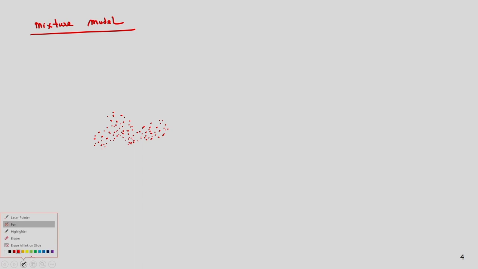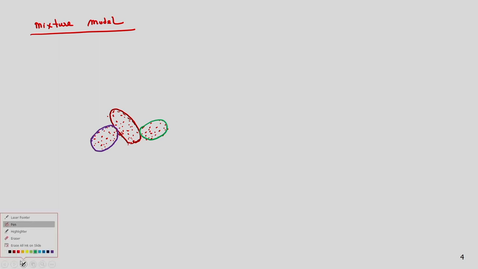So maybe all these points we can consider. This will be one cluster, and this cluster can be represented by one Gaussian. Similarly, I may consider all these data points. This data distribution can be represented by another Gaussian. So this is one Gaussian. And similarly, the last one, if I consider all these data points, that can also be represented by another Gaussian. So three Gaussians I can consider.